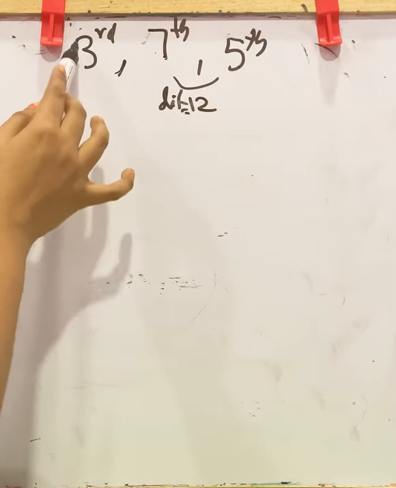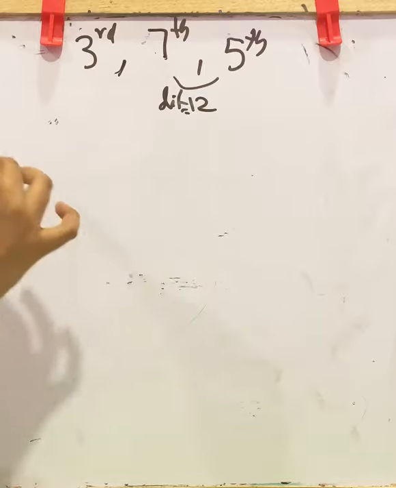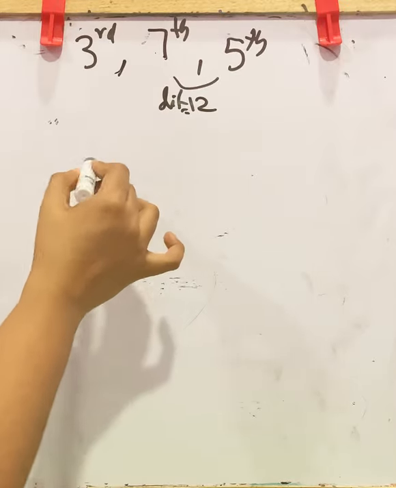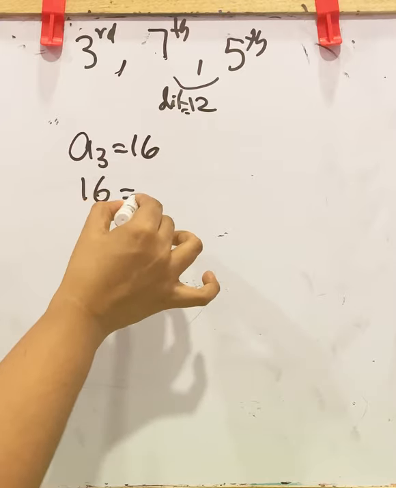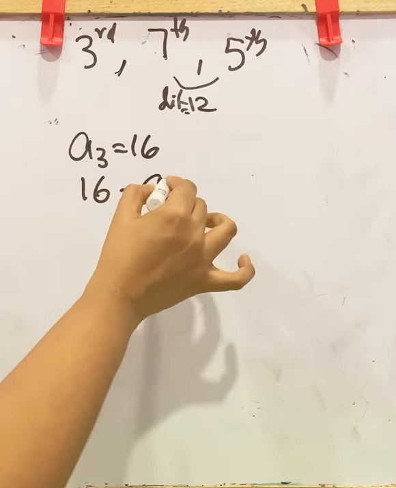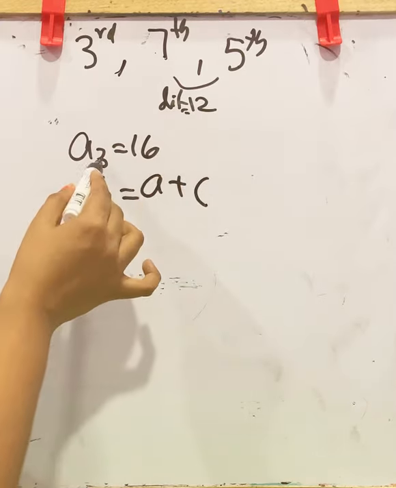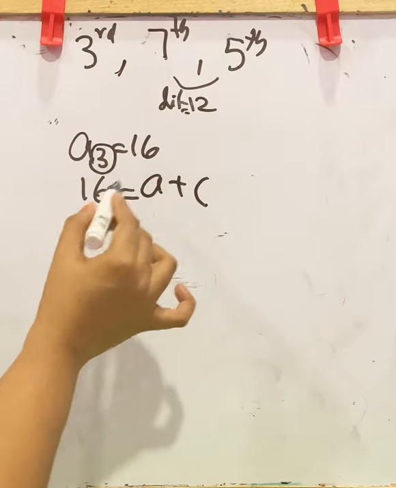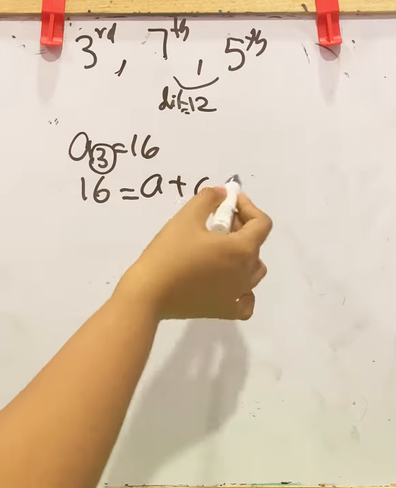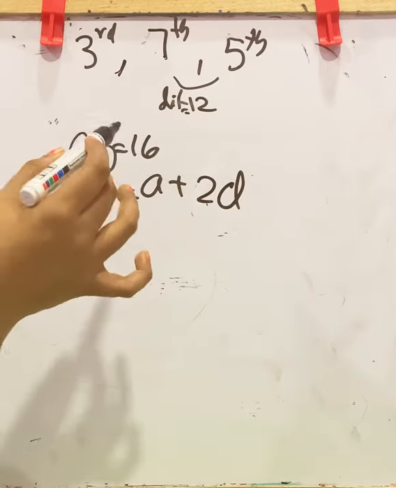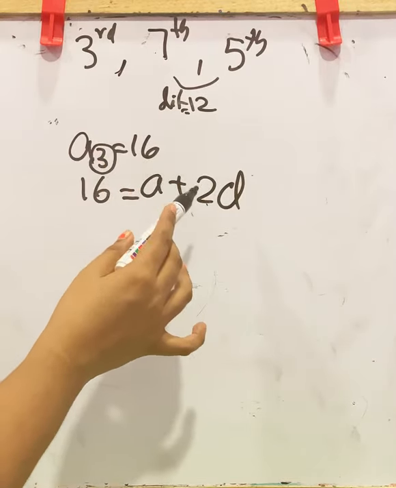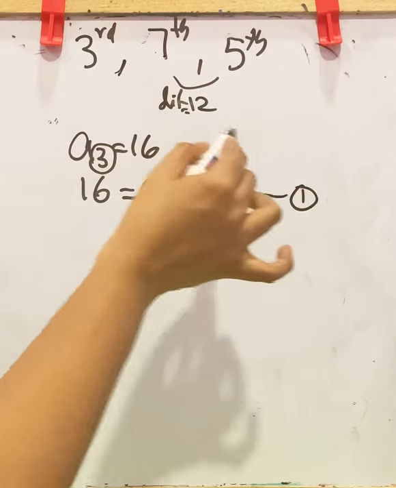Now here it is given third term is 16. So first we will write that in this AP, a3 equals 16. That is 16 equals, how will you write? a plus n minus 1 into d. This is third term. So here n is 3. 3 minus 1 is 2. 2 into d. We don't know the value of d. 16 equals a plus 2d. Let this be first equation.